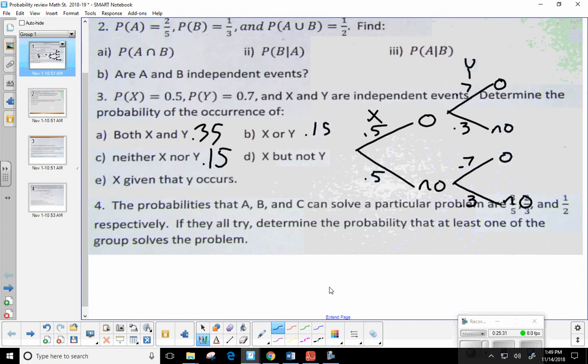So do we know the intersection of X and Y? Yes, we just found that. In fact, we found it in a previous one. 0.35, right? Because that is the very top branch. So 0.35, that's the intersection. And they said to divide by 0.7, so we divide that by 0.7.